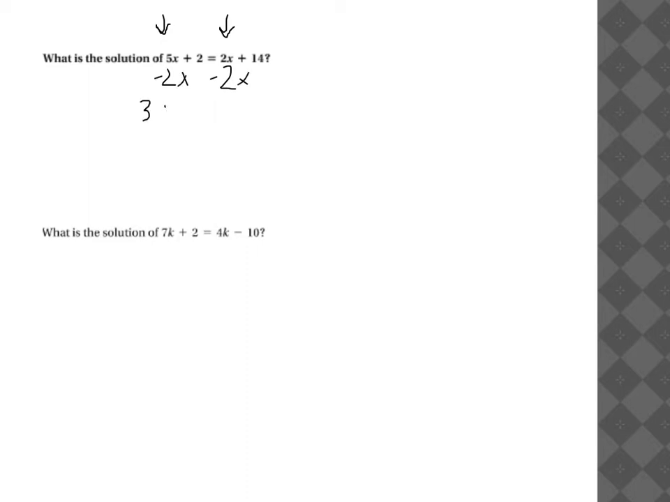And now I have 3x plus 2 is equal to 14. And now it's just like any other equation that we have been dealing with. So I subtract 2, 3x is equal to 12. Divide by 3, x is equal to 4.